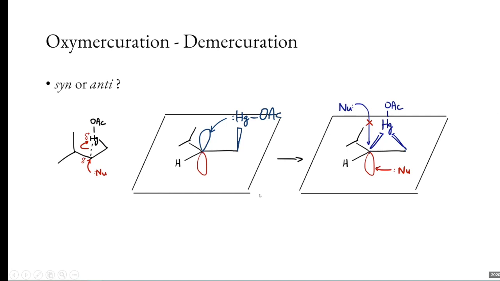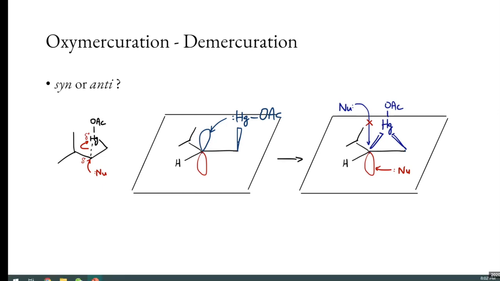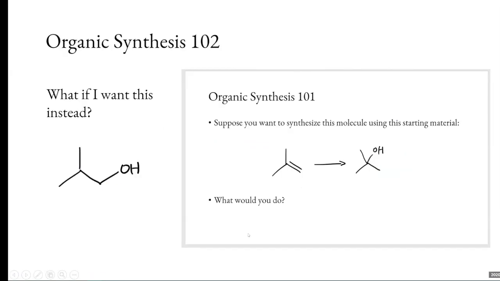So yeah, we don't have carbocation rearrangements in oxymercuration-demercuration. It's nice. So suppose we are now in organic synthesis 102. Before, in organic synthesis 101, we wanted to get tertiary butanol from isobutene. So what if I want to get isobutanol, which is the OH adding onto this less substituted carbon? Well, that would not be possible, right?